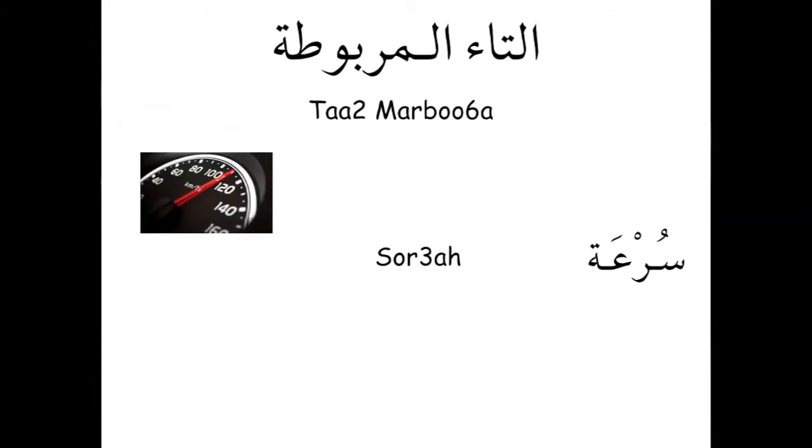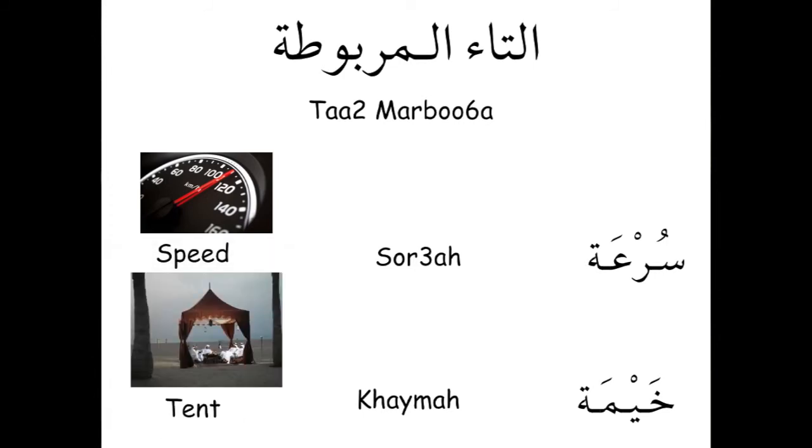Let's take a couple examples. سرعة, which means speed. See, the ta al-marbuta is sounding like a ha. If I'm to add an indefinite article, it will be سرعة. Now it sounds like a ta because we added a vowel. Another example is خيمة, which means a tent. With an indefinite article, it will be خيمة. Again, the ha is now a ta.